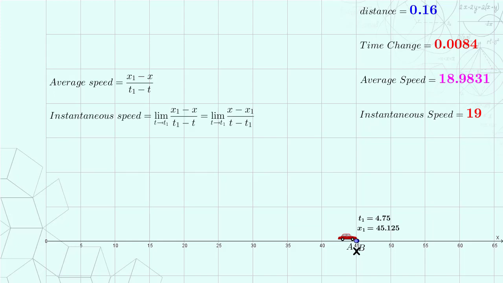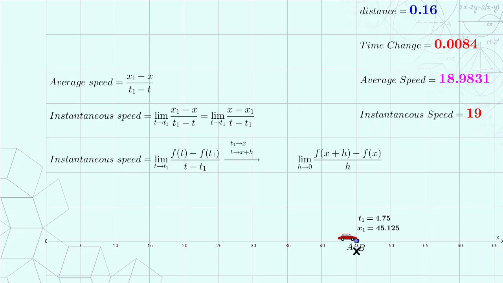Yes, the derivatives appear. As we know, the relationship between position and time is a function. Let's denote this function as f. So the last expression changes to the form we refer to as the derivative of f. By changing the variables, we can reach the more common representation of the derivative we often encounter. We call it f prime of x.